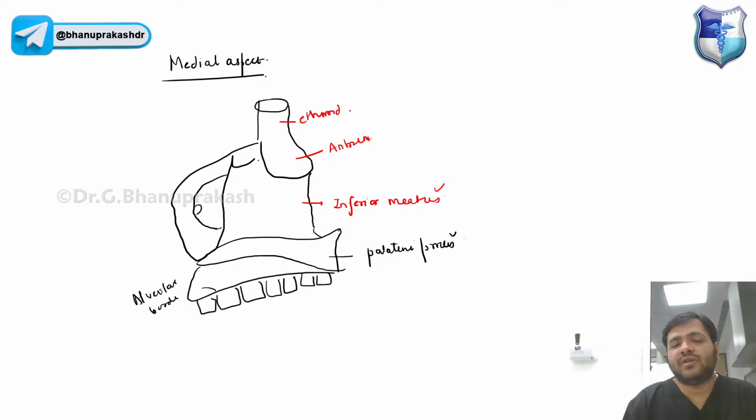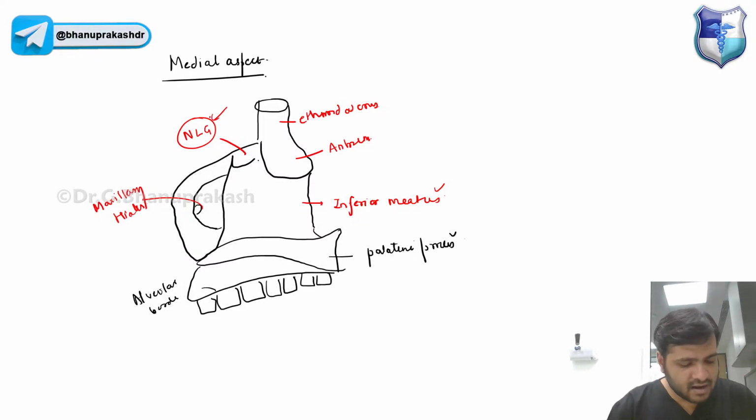We have the ethmoidal crest over here. We have something called the maxillary hiatus, and we also have the nasolacrimal groove, which carries the nasolacrimal duct. The nasolacrimal groove carries the nasolacrimal duct. So that you have to remember.